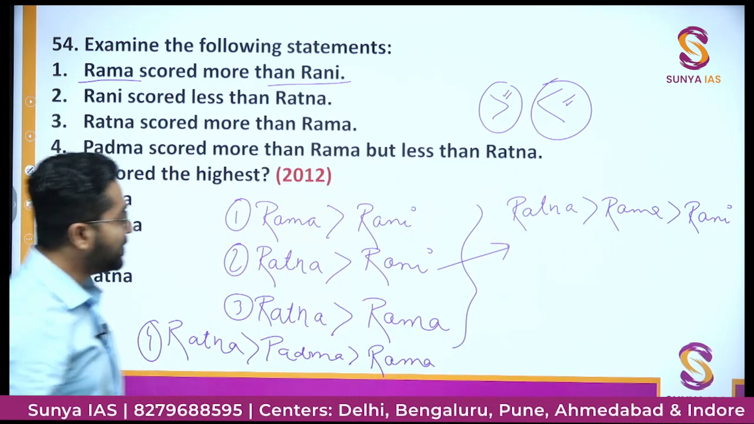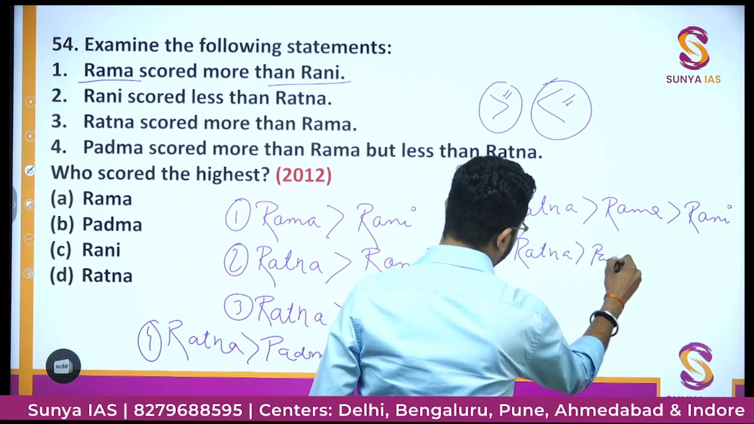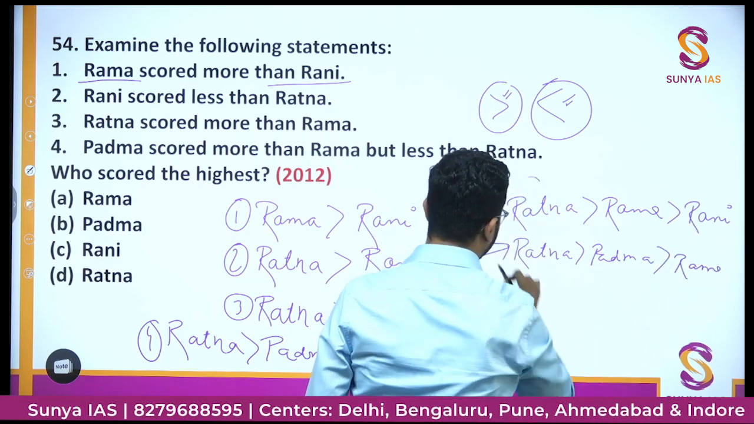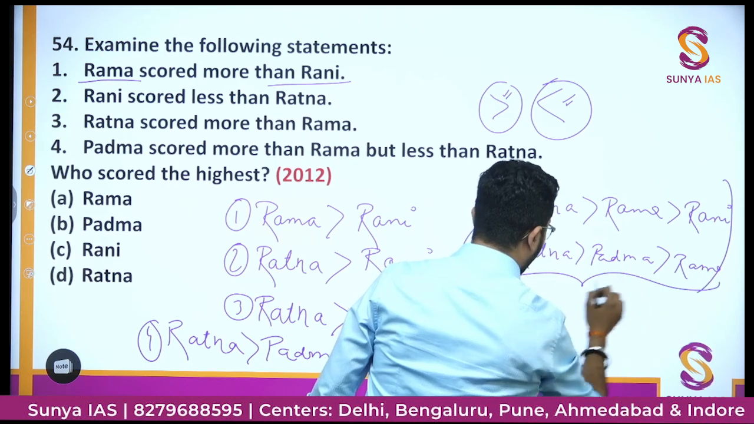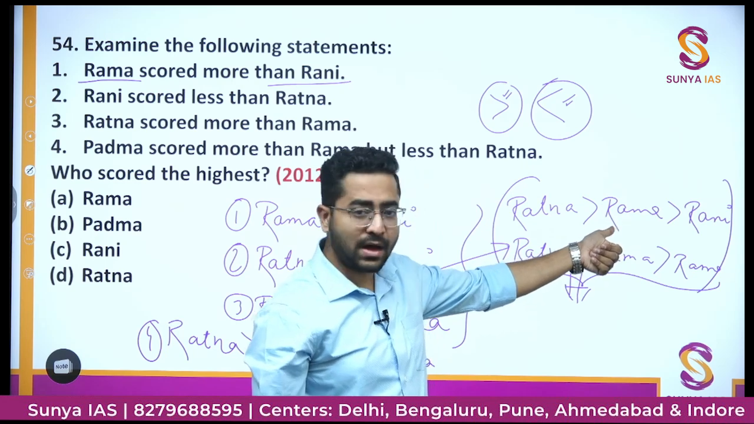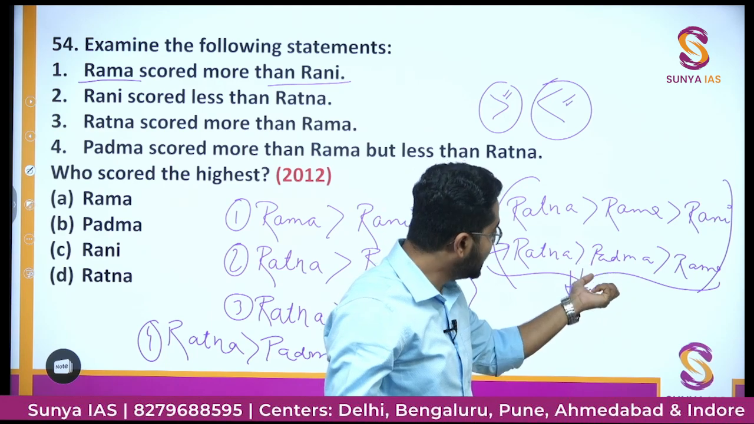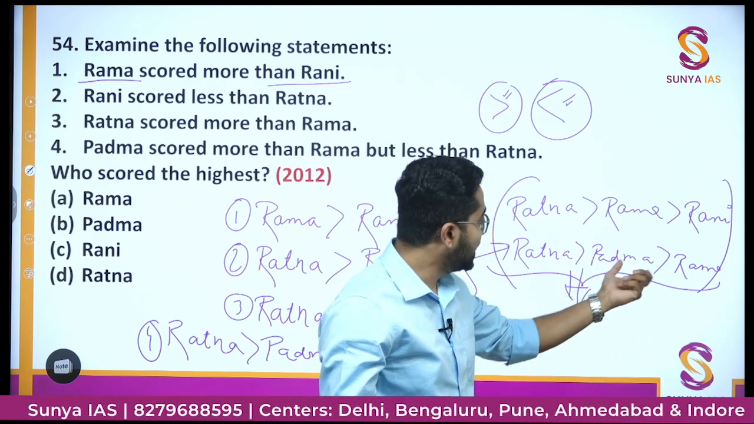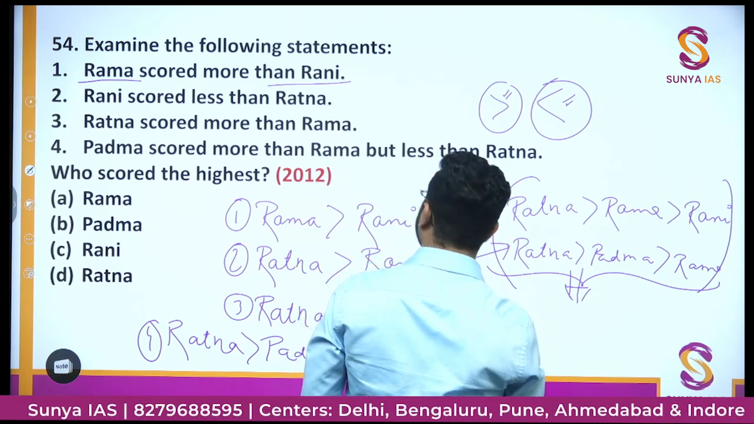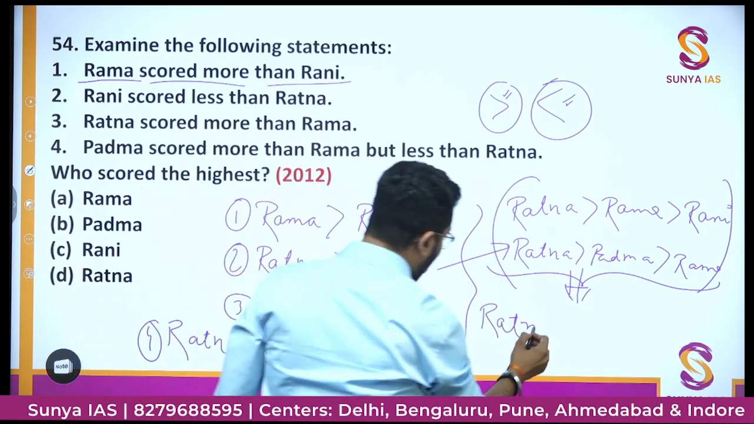अगला बचा है Ratna is greater than Padma, greater than Rama. So अब इस स्टेटमेंट से इन दोनों स्टेटमेंट को अगर मैं देखूं, what I can find कि रानी से बड़ी रमा से बड़ा रत्ना से बड़ी रत्ना. Here we can see Padma is greater than Rama. So if we combine both statements, then Ratna is scored the highest.